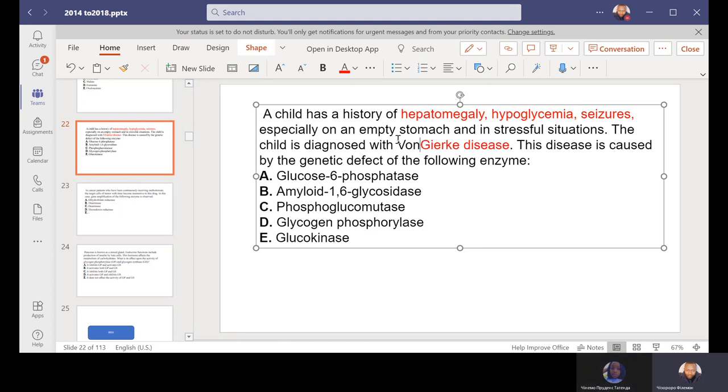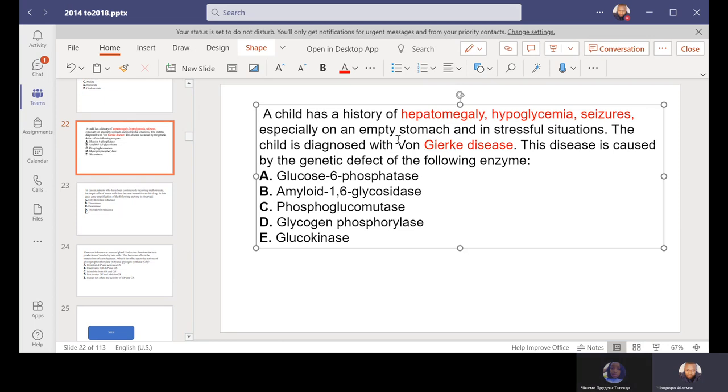It wasn't there in the question. I'm just adding, right? Von Gierke's disease is the full name. Okay, so this is what happens in general. In the muscles, you have your glycogen. It's also in the liver, but for now, let's focus on the muscle because I want to go somewhere.